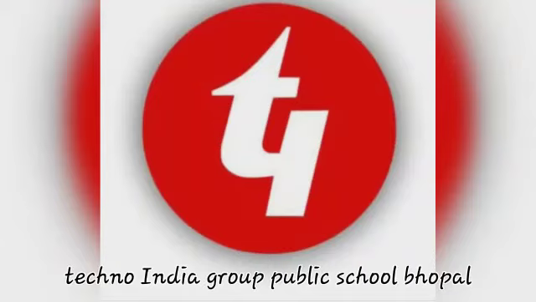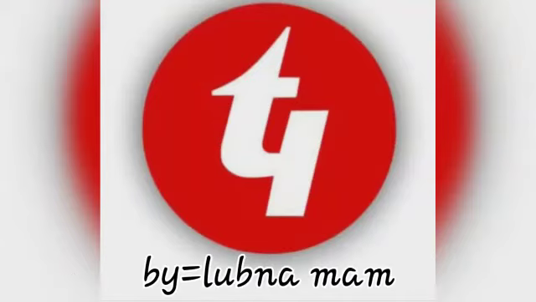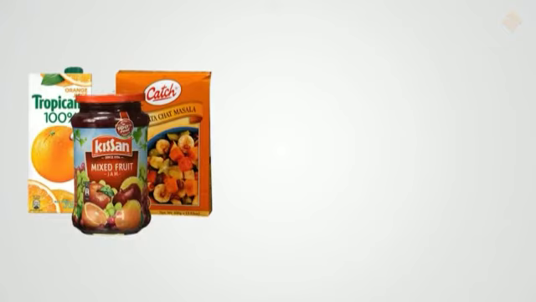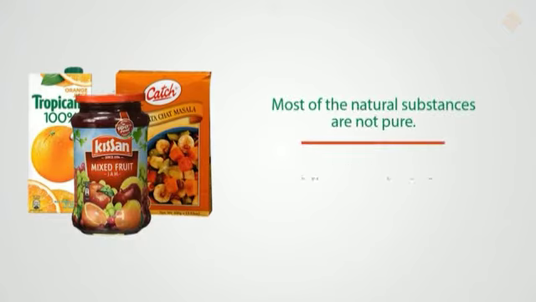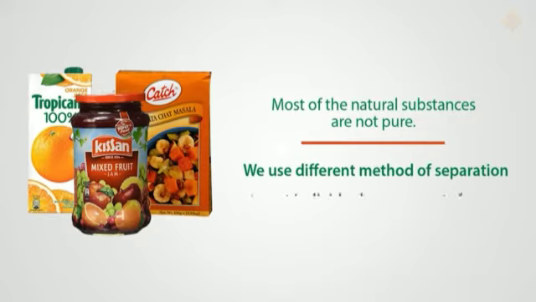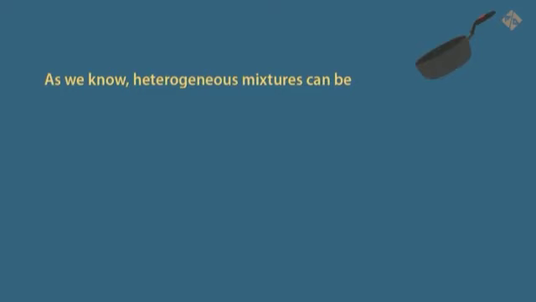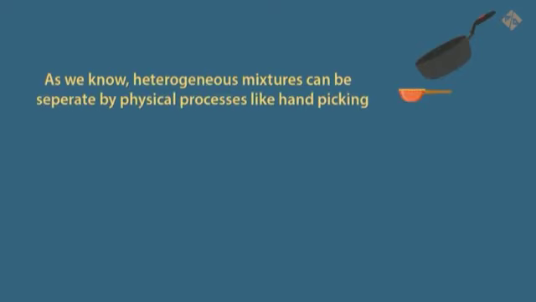The chapter name is Matter Around Us: Pure. Most of the natural substances are not pure. We use different methods of separation to get individual components from a mixture. As we know, heterogeneous mixtures can be separated by physical processes like hand picking, filtration, etc.